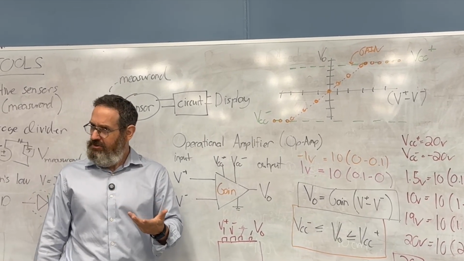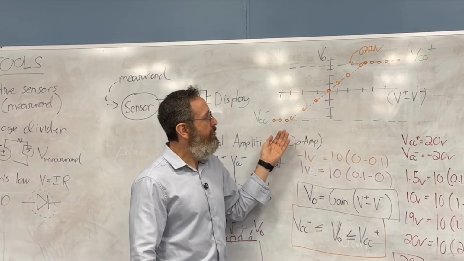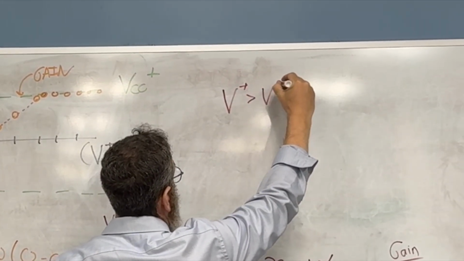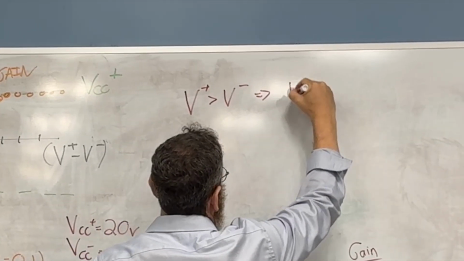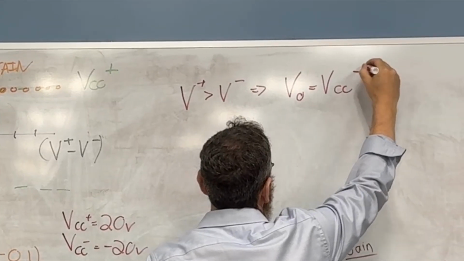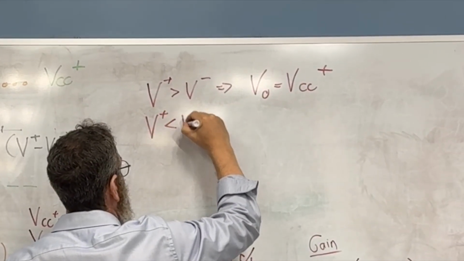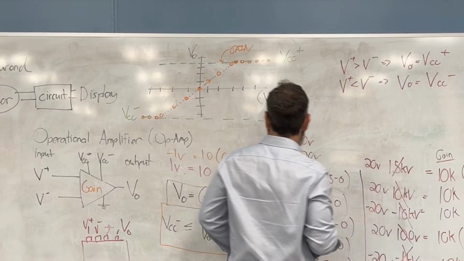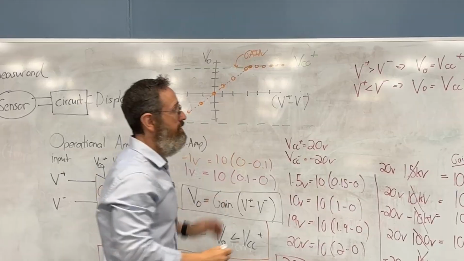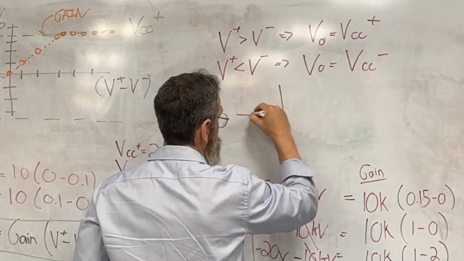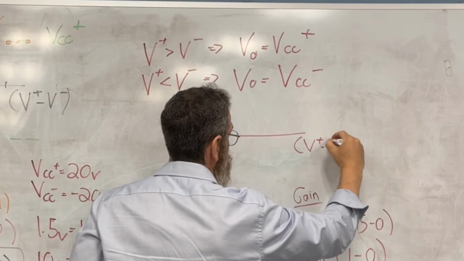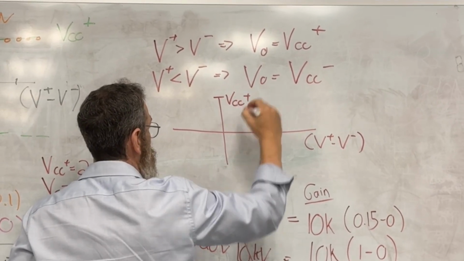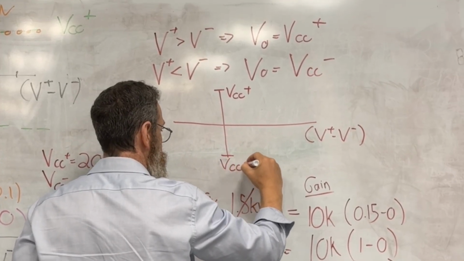You say, wait, that doesn't strike me as very useful. So we can say in practice, if V plus is greater than V minus, then V out is at VCC plus, and if V plus is less than V minus, then V out is equal to VCC minus. Or another way to draw it, if I were to redraw this, is I would redraw it like this. I would say here is our input output. Here is V plus minus V minus. Here is VCC plus. Here is VCC minus.